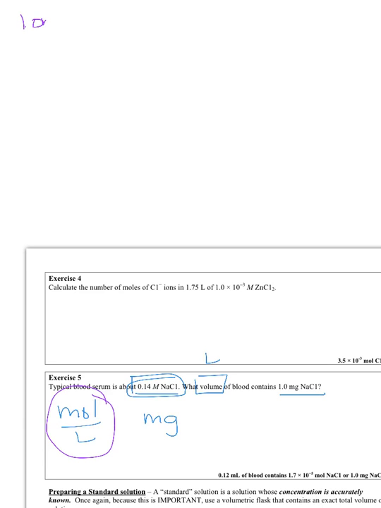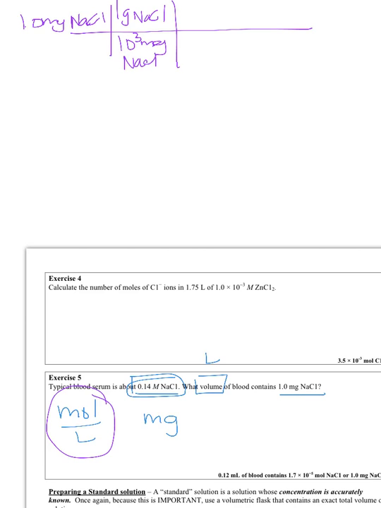1 milligram of sodium chloride. And to get rid of that unit, the milligram, I need to divide by milligram. So there are 1,000 milligrams of sodium chloride in 1 gram of sodium chloride. Okay, so milligrams is gone. Next, I need to get rid of that gram sodium chloride. Gram sodium chloride. Trying to conserve a little bit of space here.